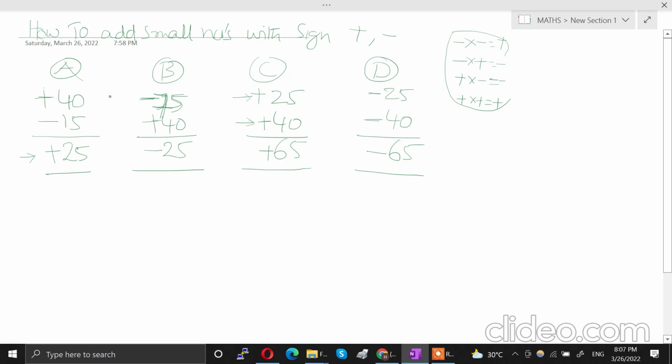So this is the way you can do arithmetic when the signs are different for the given numbers, especially when you are asked to do addition. Okay, so don't get confused with this thing with multiplication of numbers.